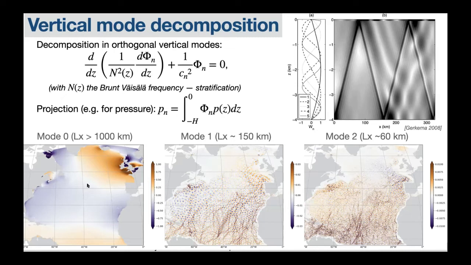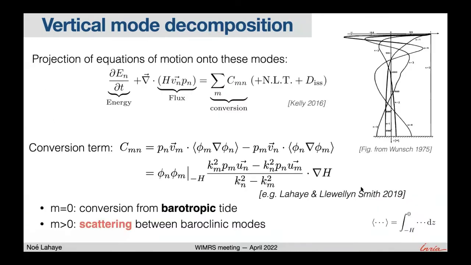So mode 0 is basically the barotropic mode, so that's what we call the astronomical tide, a large scale basin mode. And then you have the baroclinic modes, and the higher the mode number, the smaller the typical horizontal scale that is associated with this mode. Okay, and this characteristic will be important in the following slides.